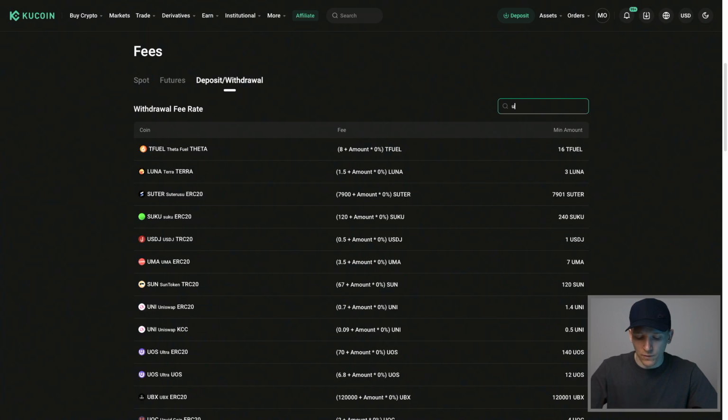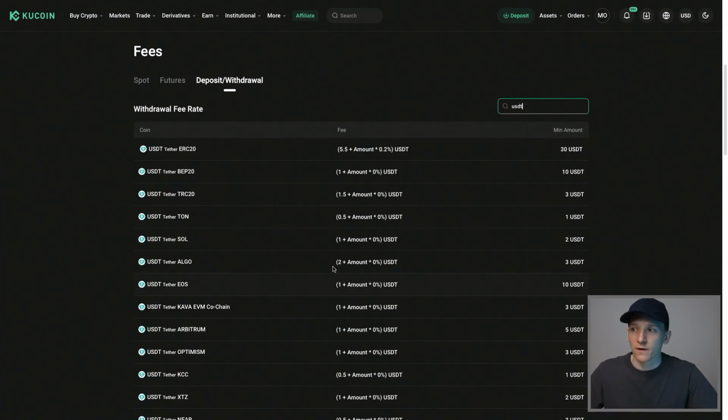However, if you want to withdraw some stable coins here, you can see all of the different networks that are supported, and there's a load here. You can withdraw over ETH mainnet, which is expensive. You're looking at $5 here. You can see that. If you're withdrawing over Binance Smart Chain, that's $1. If you want to use TON, that's 50 cents. Algo is $2, and you can see here.